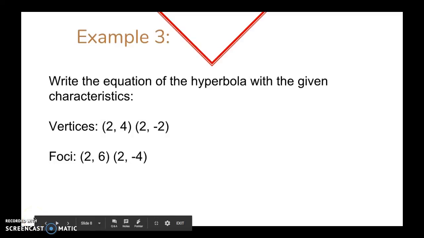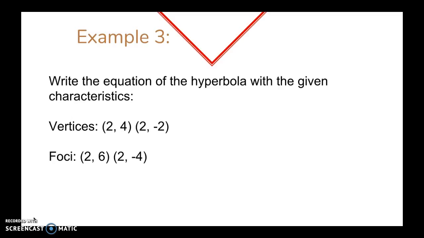So, a continuation of that part one, this is part B. We were looking at example 3, whereby we are given different pieces of information like the vertices and the foci, and we're asked to write the equation of a hyperbola given those characteristics. I hope you have done it by now, and we're going to look at how to approach this.